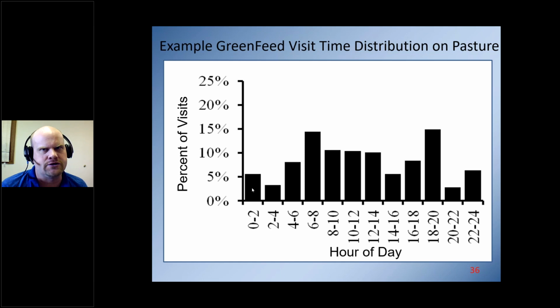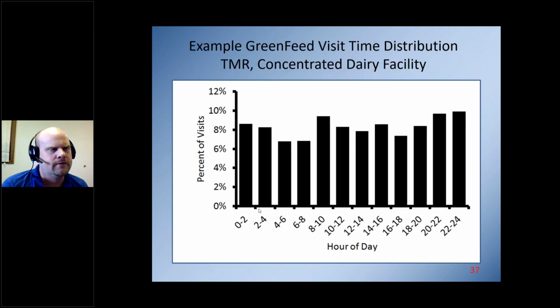We've since changed our feeding regime a little bit, where it resets at midnight. And often you will see in GreenFeed data a spike when the system resets: the animals rush to it and get some of their ration in the early morning hours. That has helped to some extent encourage the animals to actually visit in the night as well. And then this is a feeding pattern from a concentrated dairy facility, where we see visits to the GreenFeed are actually quite consistent over the course of the day.